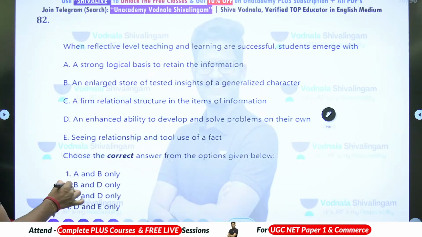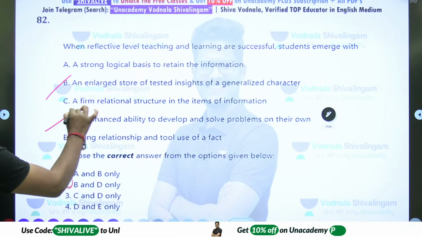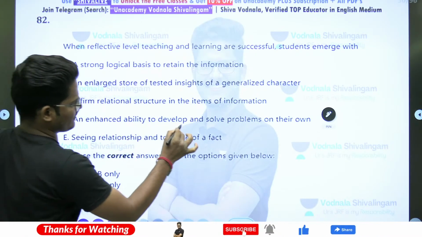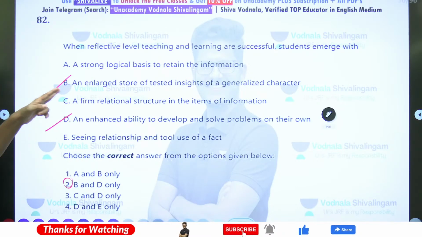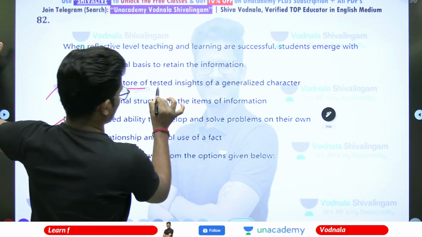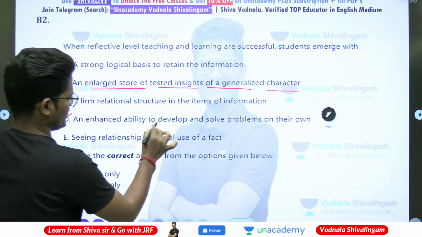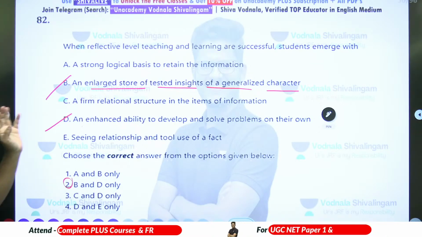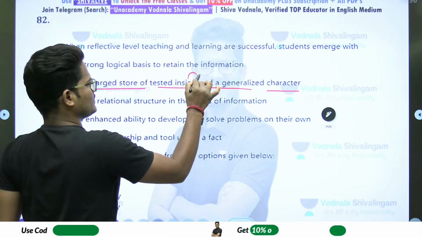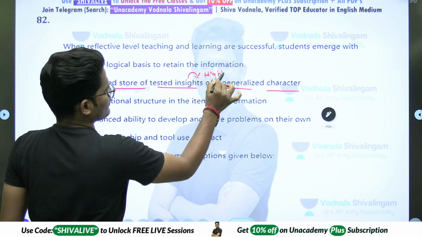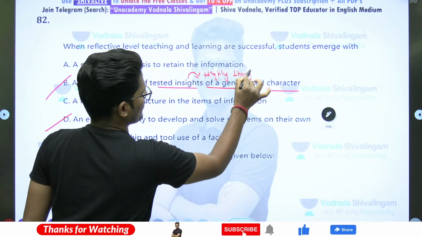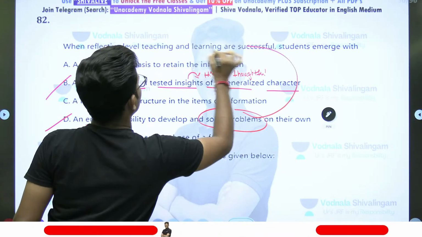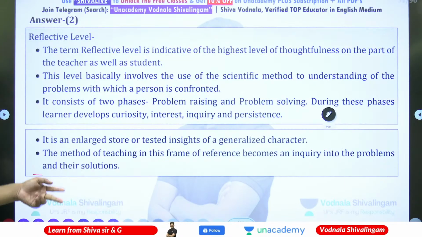So the answer is option 2, B and D. An enlarged store of tested insights of a generalized character, an enhanced ability to develop and solve problems on their own. So a reflective level of teaching is more of a highly thoughtful process. A store of insight means highly thoughtful, where you are going to use your brain much. Highly thoughtful in nature. Generalized character and enhanced ability to develop and solve problems is nothing but the reflective level. That is reflective level only. Next.